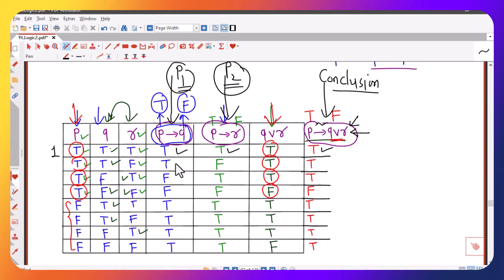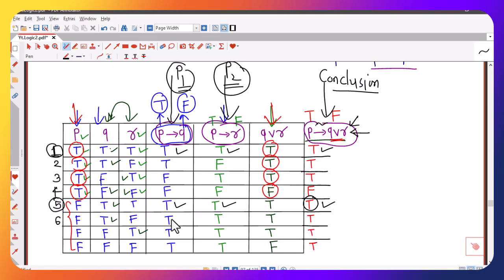Then for the second row both are not having truth value true. Similarly, for the third row also both are not true. For the fourth row also both are not true. So they are both simultaneously true in the first row. For the fifth row both are true. So the corresponding truth value of the conclusion is also true.